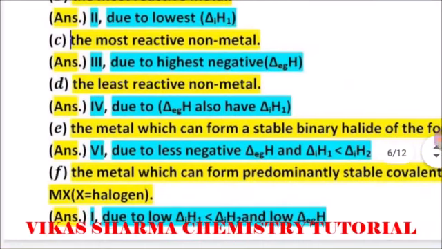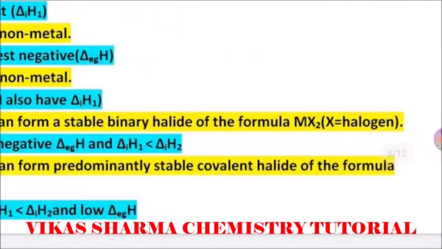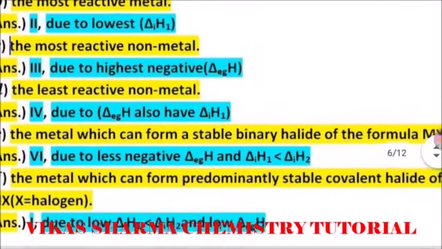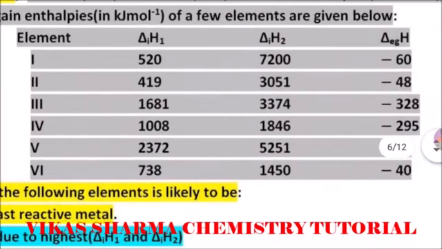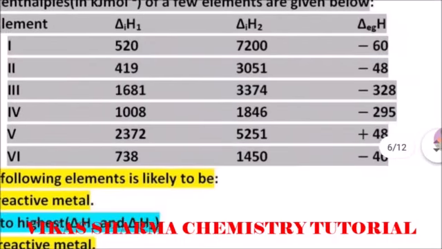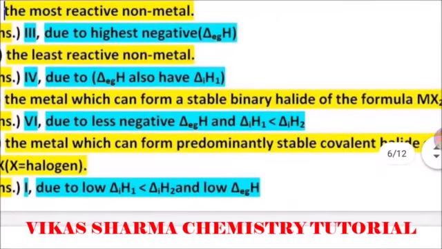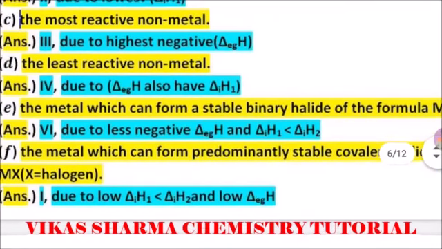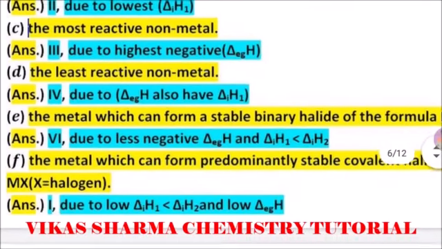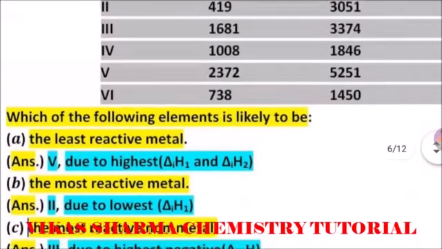The metal which can form a stable binary halide of the formula MX2 belongs to the alkaline earth metals. So it is element number 6, with 738 delta IH1 and 1450 delta IH2, and its electron gain enthalpy is minus 40. Due to less negative delta EgH, and delta IH1 being smaller than delta IH2, it is easy to remove the first electron, and the second electron has a high delta IH2 value, so it is an alkaline earth metal and forms a binary halide.